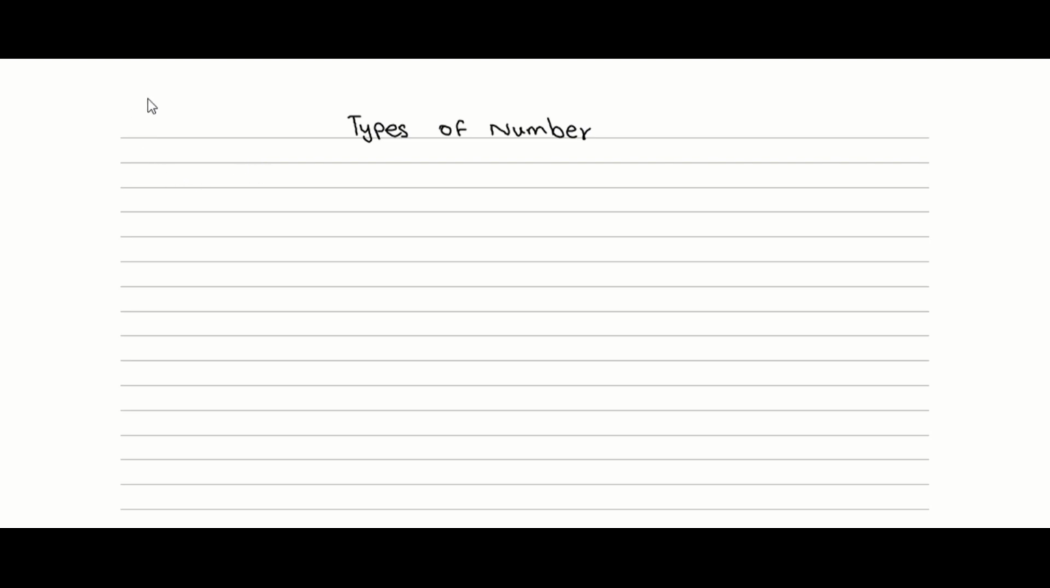We have started the GCSE Math series and today we will discuss the types of number. In types of number, we will read about the natural numbers, whole numbers, integers, rational and irrational numbers as well. So let's start with natural numbers.